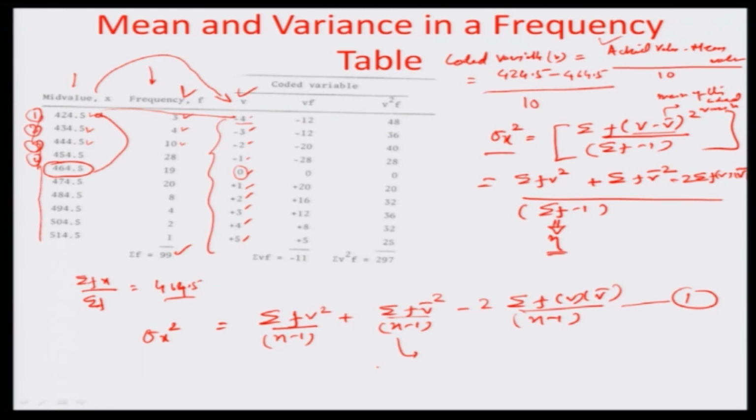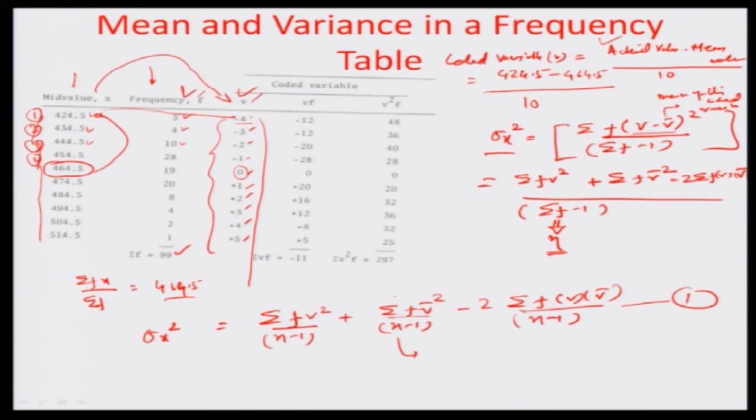And let us see what are the basic minimum values which are needed in terms of the frequency f and the coded variable v in order to be able to calculate the mean and standard deviation of the distribution. So, I just write this down as sigma f v square by n minus 1 plus, and this becomes equal to, as you know, sigma f v dash square, where v dash basically is the mean value of the coded variable, which is a unique value.